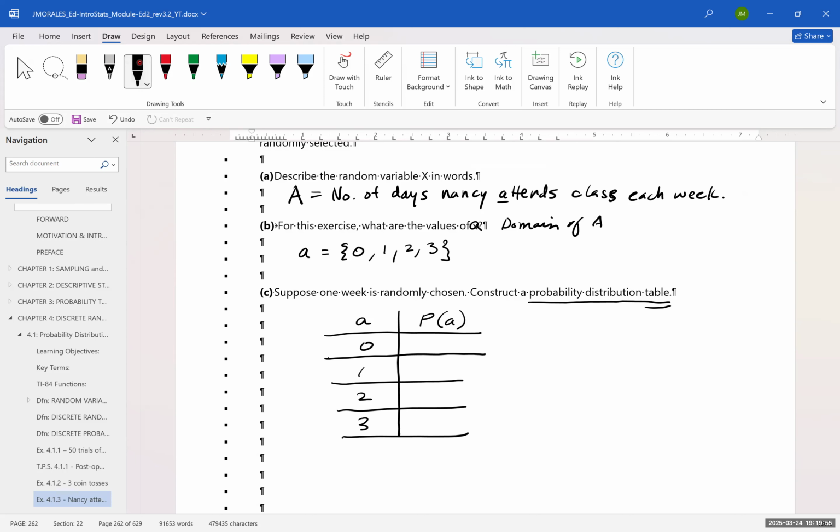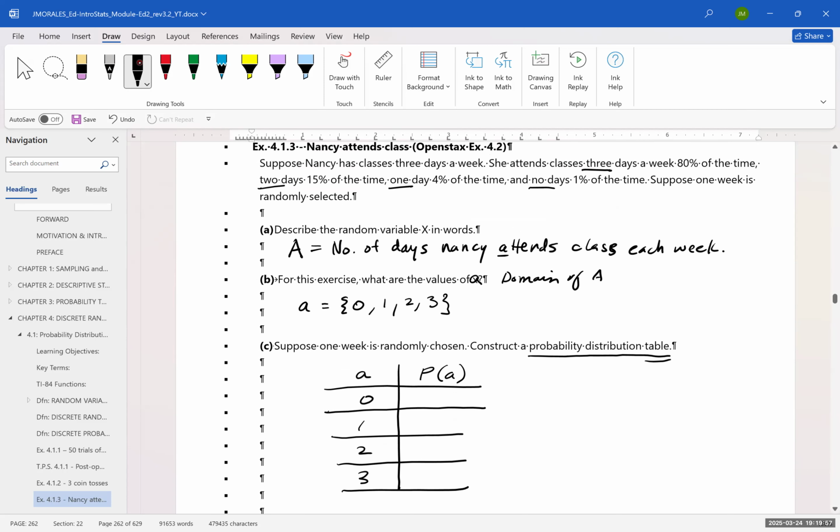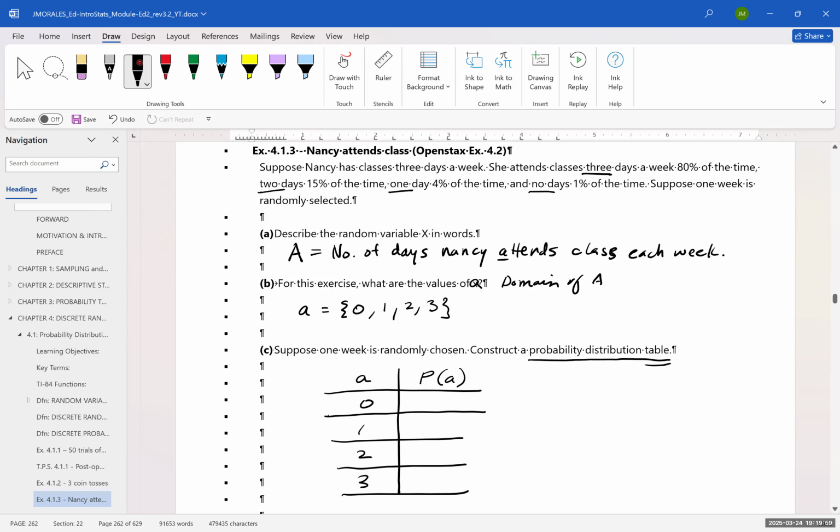All right. Now the probability that Nancy attended class 0 days a week was 1% of the time. So that'll be 0.01. The probability that Nancy attended once a week, that was 4% of the time. 2 days a week, that was 15% of the time. And 3 days a week, that was 80% of the time.